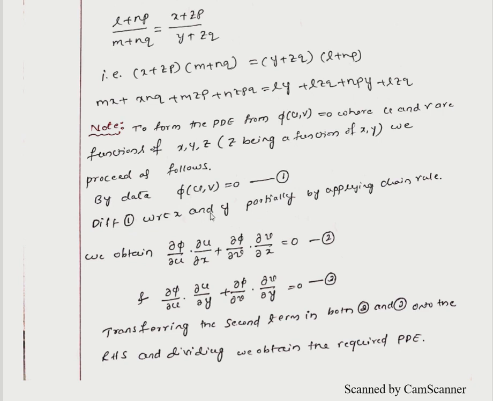Here the differentiation of φ with respect to x partially means ∂φ/∂u, since φ is a function of u, into ∂u/∂x, plus, again differentiate with respect to x, therefore ∂φ/∂v, since φ is a function of v, into ∂v/∂x, that is equal to 0. That is equation 2. This is the chain rule.